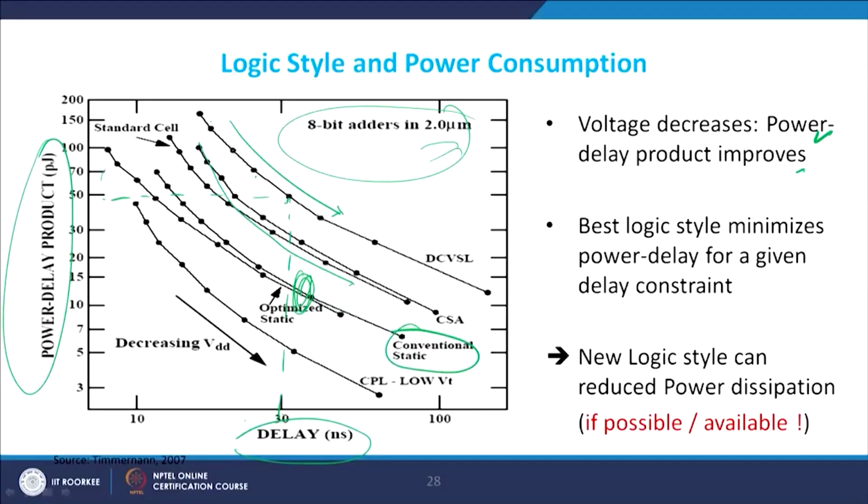As you can see, therefore, as the voltage decreases, the power delay product improves. The best logic style minimizes power delay product for given delay constraints. This is the example. You can achieve a new logic style and reduce the power, but that is way beyond the scope of this work. So, we have learned in this chapter power dissipation as well as the concept of delay, and the meaning of PDP and EDP.